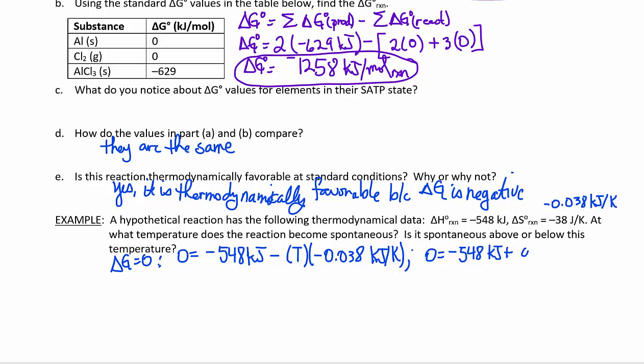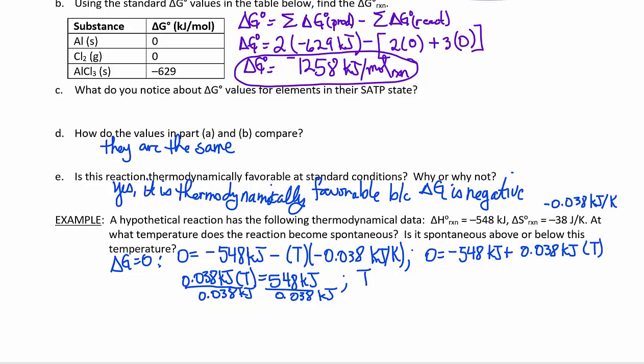Kilojoules plus 0.038 kilojoules times temperature, and that's going to be in Kelvin. If I bring this to the other side, it will be 0.038 kilojoules times temperature, which is going to be in Kelvin, is going to equal 548 kilojoules. If I divide both sides by 0.038 kilojoules, my temperature will end up being 14,400 Kelvin. That's a big temperature.